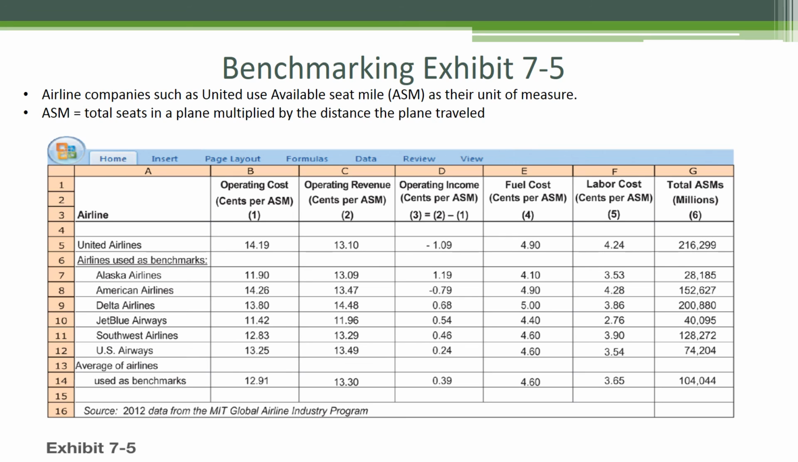So why is United's operating cost per ASM so high, you might ask? We should reference both columns E and F, which suggest that both fuel cost and labor cost are possible reasons. According to the data in Exhibit 7-5, United needs to become more efficient in its use of both material and labor inputs to become more cost competitive.